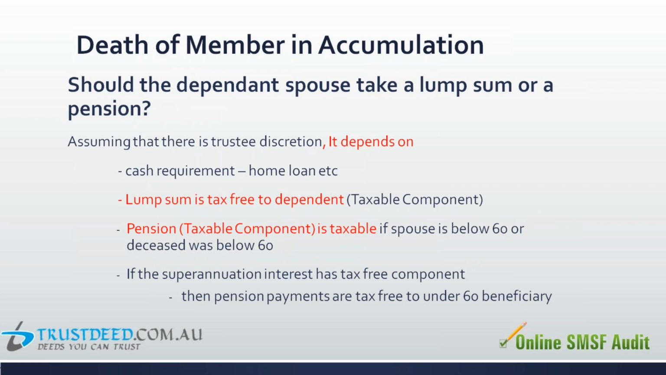Now, if the member is in accumulation, should the dependent spouse take a lump sum or a pension? If there is a death benefit nomination, let's say a binding death nomination, it can say to pay a lump sum. But if the remaining trustee has a discretion, they can change the lump sum into a pension.